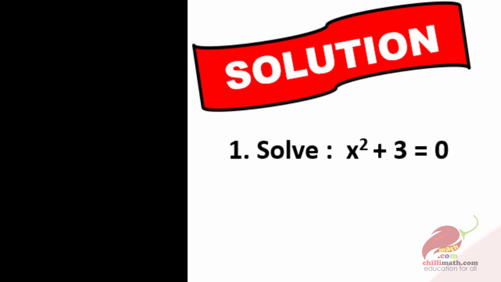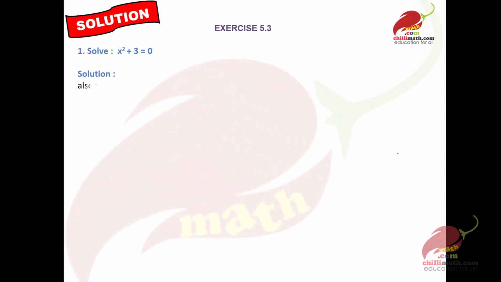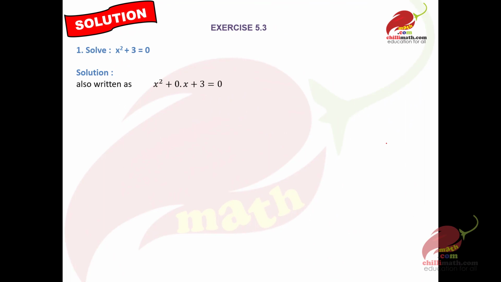First sum is solve x square plus 3 equal to 0. Let's write it as x square plus 0 into x, because the term with the x is missing. So we are writing it as x square plus 0 into x plus 3 equal to 0.